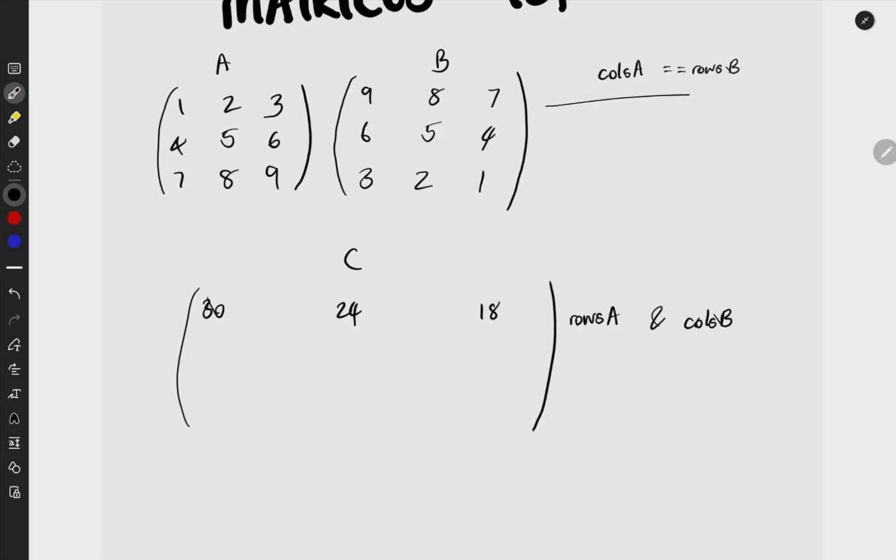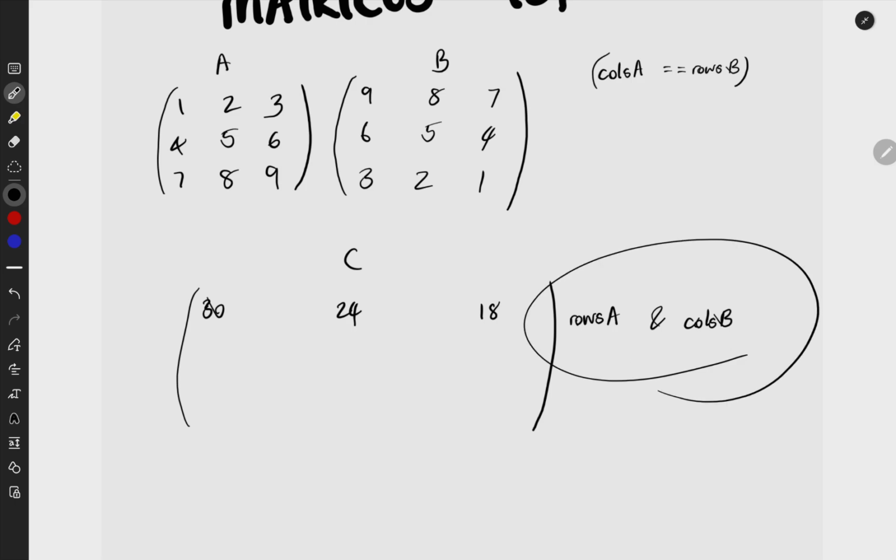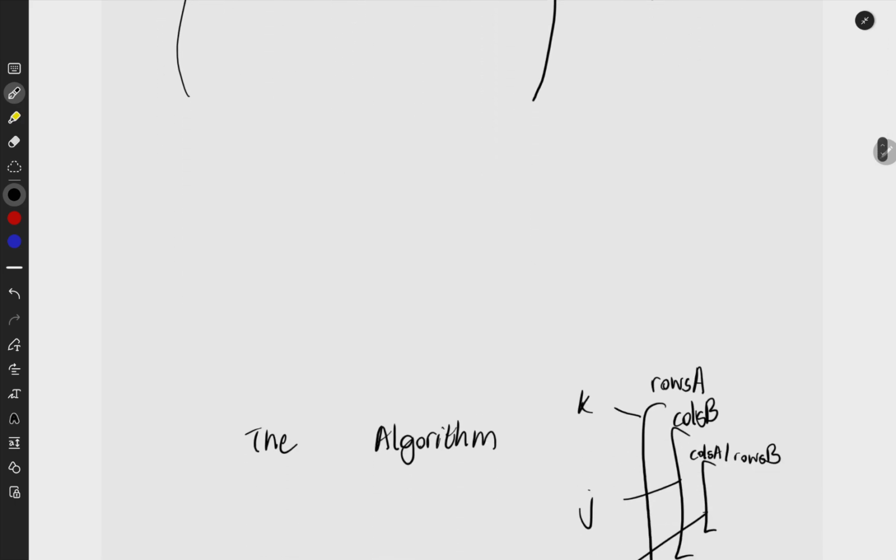Also, something I forgot to mention: in order to multiply matrices, this must hold true. The number of columns in A has to be equal to the number of rows in B. So you would have an if statement testing whether this is true. If this is not true, then print out an error message, right? That's just something to keep in mind. And also, the resulting matrix will have the same number of rows as A and the same number of columns as B.